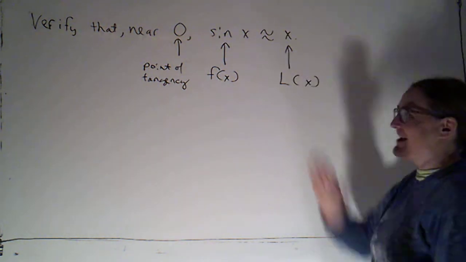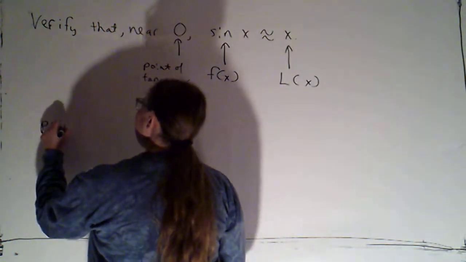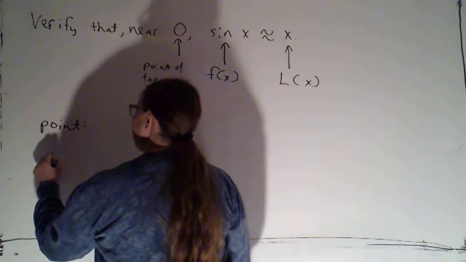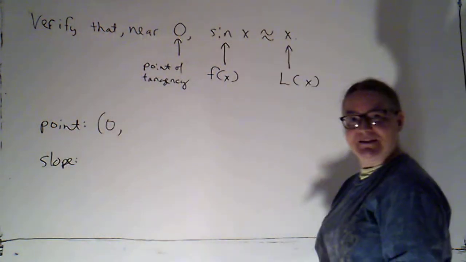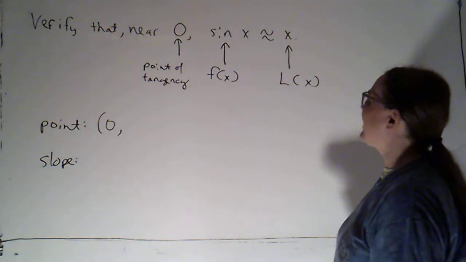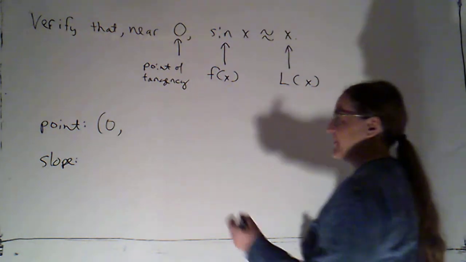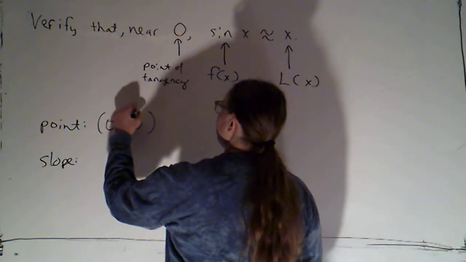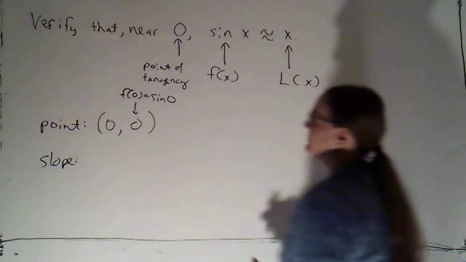Prove it. So if I'm finding a tangent line, I need two things. I need a point and I need a slope. The x value was given as 0, although it was sort of indirect. We had to translate the directions. And then the y value will just be sine of 0, which is 0. So that's f of 0, which is sine of 0.